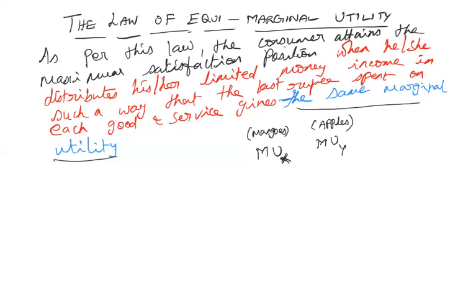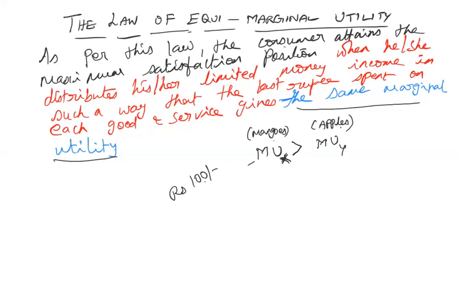Now, the consumer is having a limited money income. Let us assume he is having 100 rupees. Now what he is doing, he is deciding whether he has to spend on mangoes or apples. So suppose he thinks that the marginal utility of commodity X, that is mangoes, is going to give him more satisfaction, he will spend on mangoes.